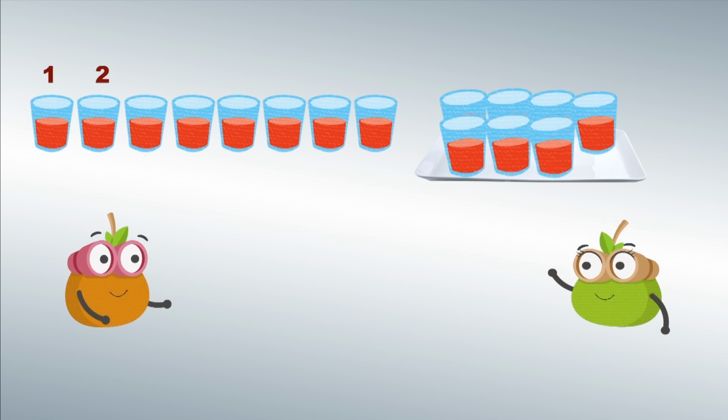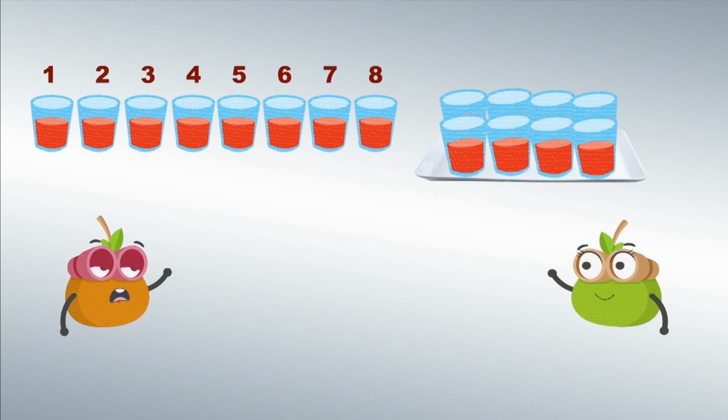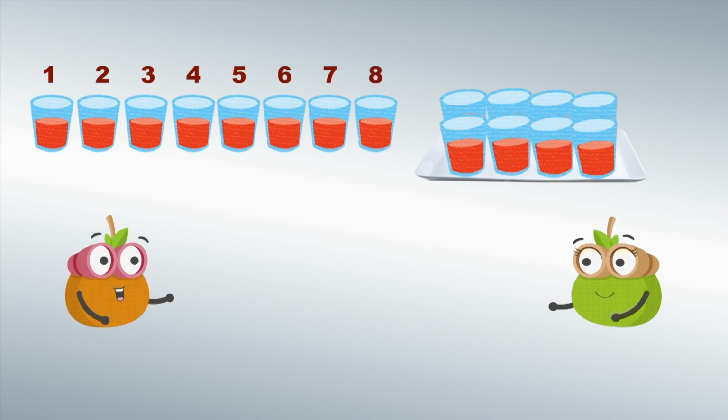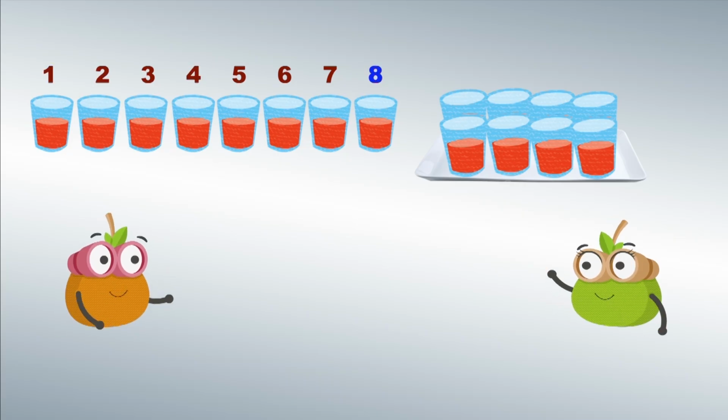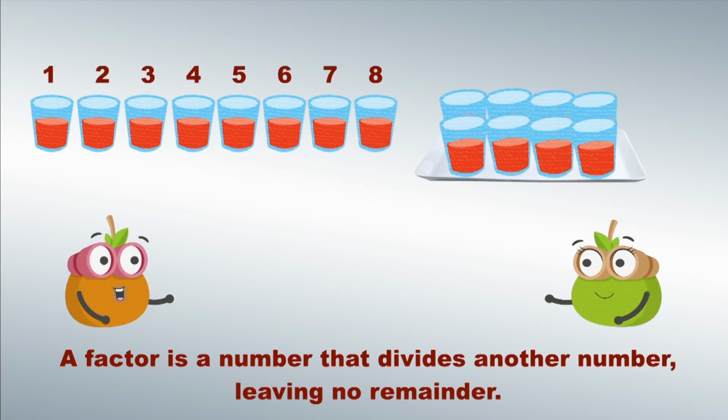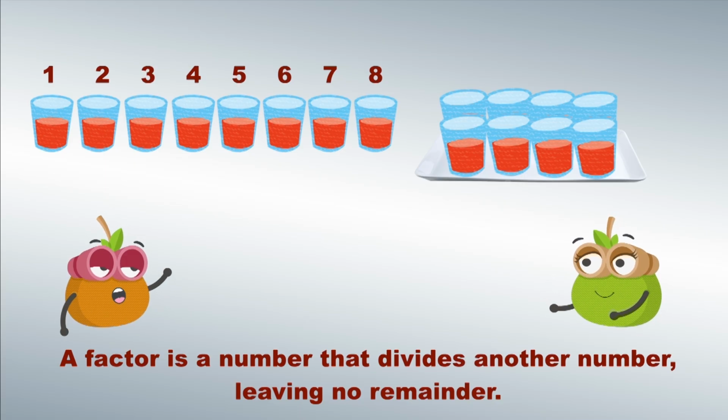Good. It means 8 is the product of 1 and 8 and also of 2 and 4. That shows 1, 2, 4 and 8 are the factors of 8. A factor is a number that divides another number leaving no remainder.